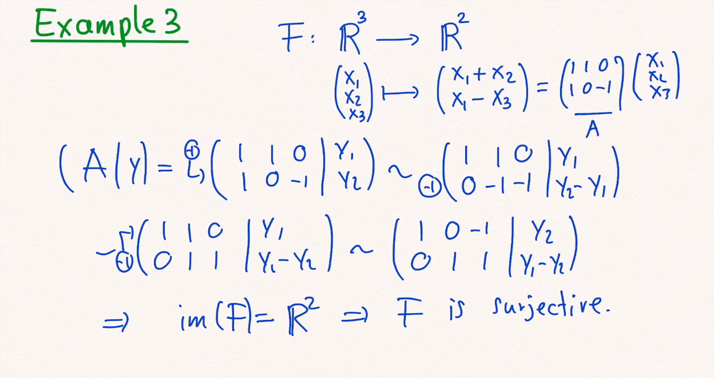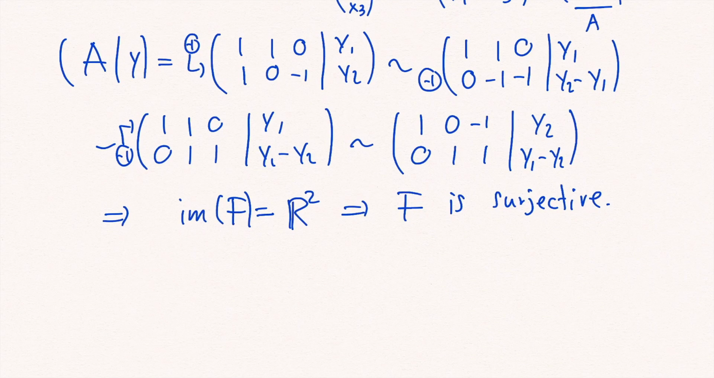But how about injective? So if we take something in the image, and in this case we can choose an arbitrary vector, but again we can choose the vector 0, 0. So if y1 and y2 is 0, we see that we have these two pivot elements here, but also there's a column, this one here, which doesn't contain a pivot element. So this corresponds to the variable x3, so x3 is free in this case.